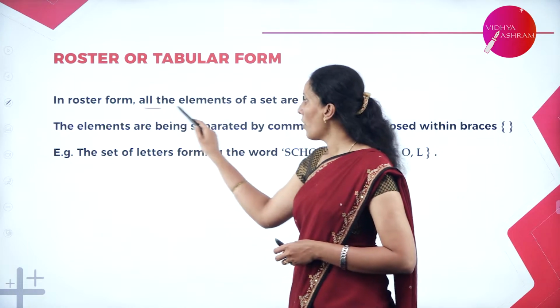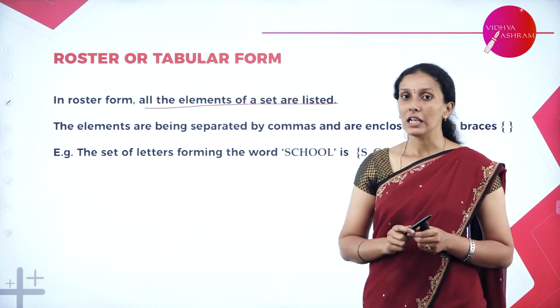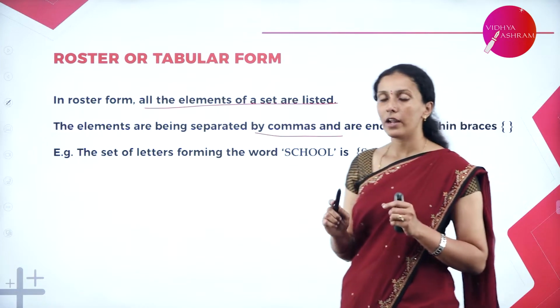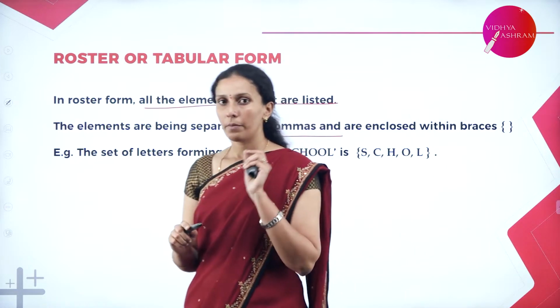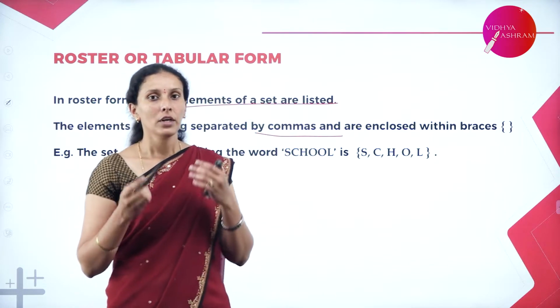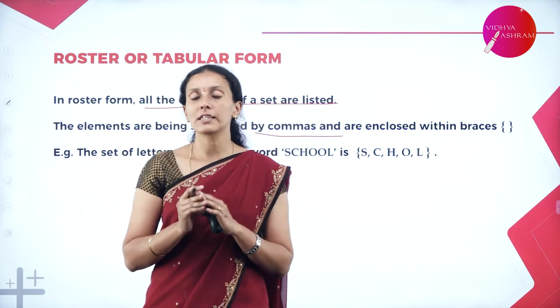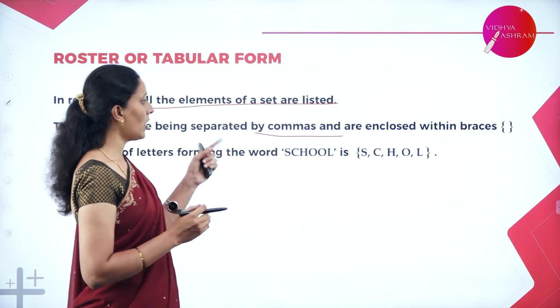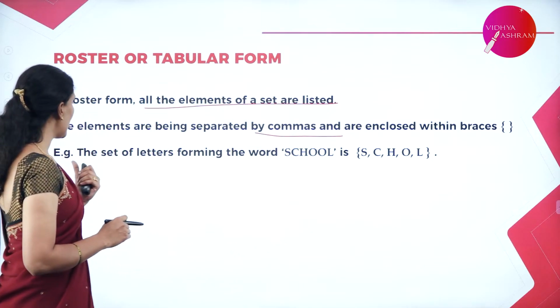In roster form, all the elements of a set are listed. The elements are separated by commas and are enclosed within the flower braces. As I already told you, a set is always written inside the flower braces and the elements inside the sets are separated by commas. So here is an example.